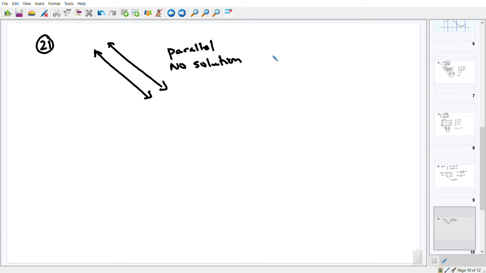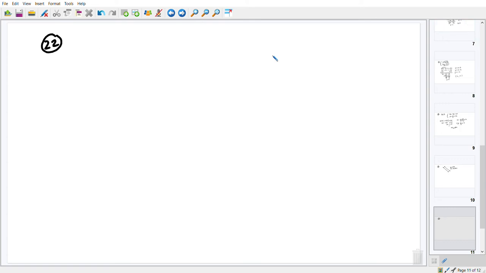Parallel lines have the same slope because they're both going downhill at the same rate, but they have to have different starting points. Because if they had the same starting point, then it'd be the exact same line. All right, let's try our thinking on number 22.